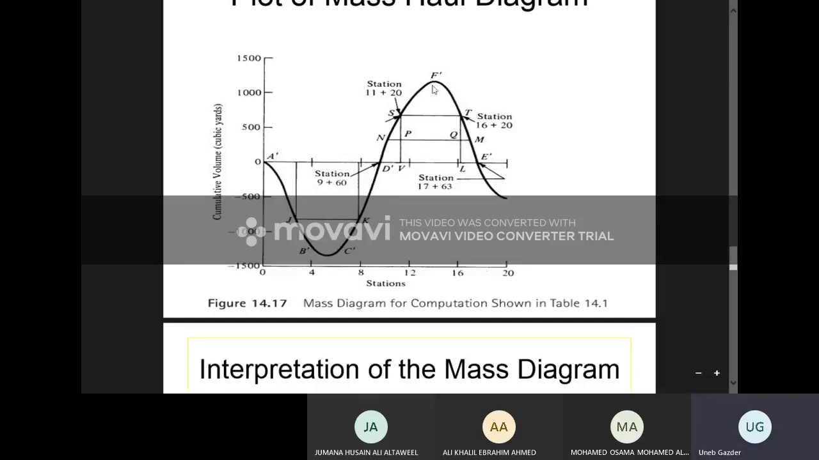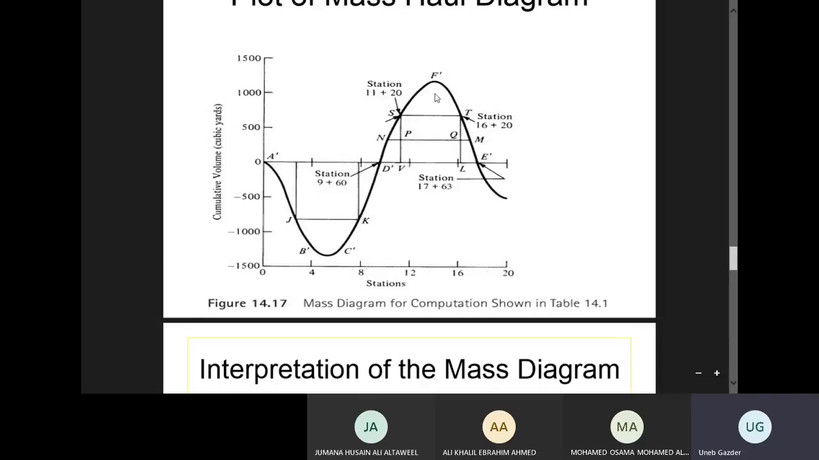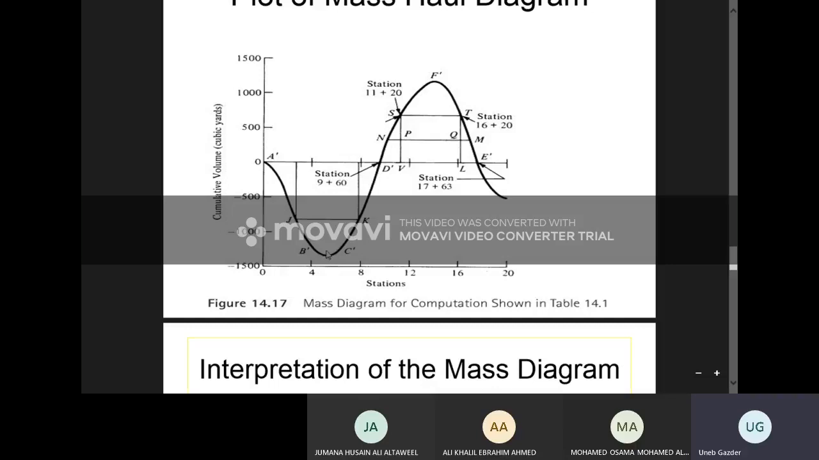And the reverse for the positive point. F dash, what is happening before F dash? The diagram was going up. So these are cut sections. And after F dash, the diagram is going down. So these are fill sections. So the maximum point is the end of cut and the start of fill. And the minimum point is the end of fill and the start of cut.